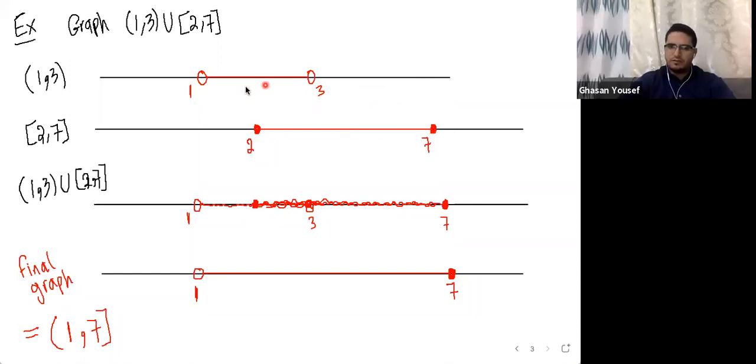So when you graph the union, you graph the first one, and you put the second one on top of the first one, and you close the 3 already. Jonathan. Yes, Abu Bakr. This is correct.